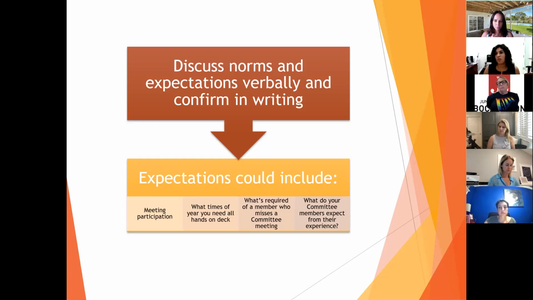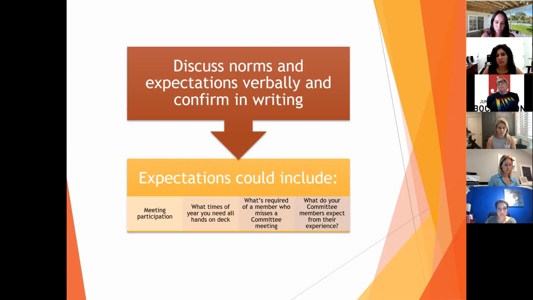If someone cannot be there, if you know you have an event in December, like Women Volunteer of the Year, let's say, your committee members should know that they will be needed, especially during that. So let them know when you need them and when your slow times will be. That way they don't have any surprises in the end.